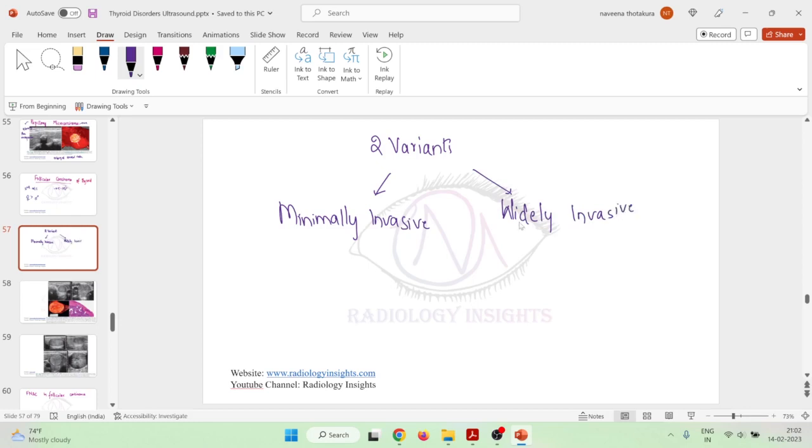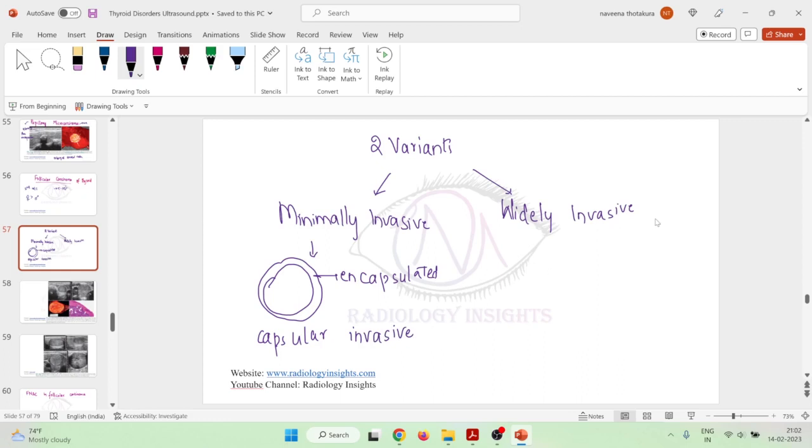In minimally invasive follicular carcinoma of thyroid, you will see that the lesion is encapsulated. That is, there is a capsule surrounding the lesion, and if you see the histological demonstration, there is invasion of the capsular blood vessels, or this fibrous capsule gets invaded. So there is capsular invasion seen in minimally invasive follicular carcinoma.